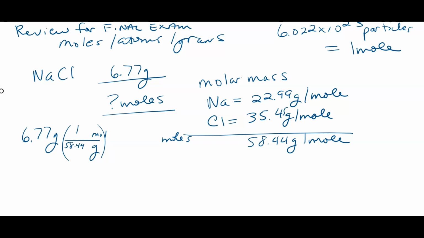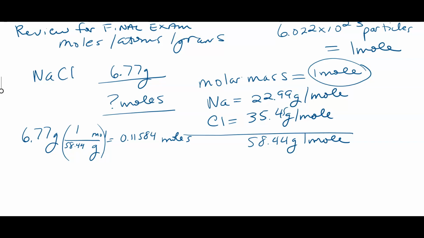Remember, the definition of molar mass is whatever the mass is for 1 mole. Okay? So I'm going to take 6.77 and divide it by 58.44. And in my calculator, I get lots of numbers, of course, because the calculator's dumb, but we're the smart ones.